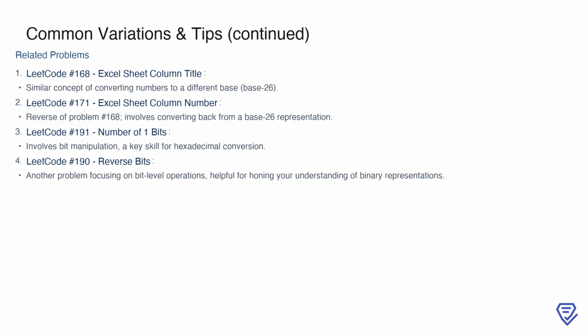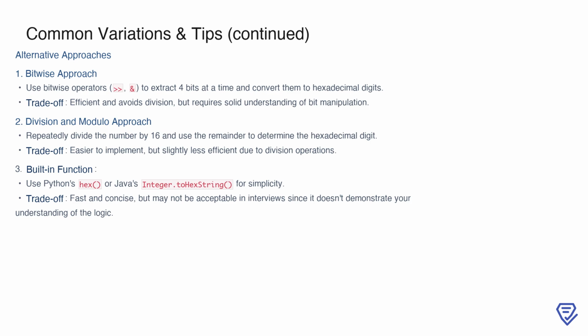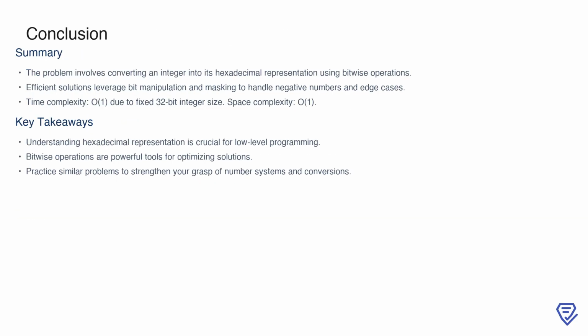Finally, let's explore some alternative approaches to solving this problem. One method is the bitwise approach, where you use operators like and to extract 4 bits at a time and convert them into hexadecimal digits. This is highly efficient since it avoids division, but it does require a solid grasp of bit manipulation. Another approach is division and modulo, where you repeatedly divide the number by 16 and use the remainder to determine the hexadecimal digit. This method is easier to implement but slightly less efficient due to the overhead of division operations. Lastly, you can use built-in functions like Python's hex or Java's Integer.toHexString. These are fast and concise but may not be acceptable in an interview setting, as they don't demonstrate your understanding of the underlying logic. Each approach has its trade-offs, so choose the one that best fits the problem's constraints and expectations.